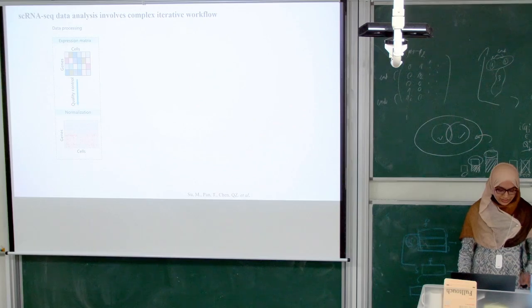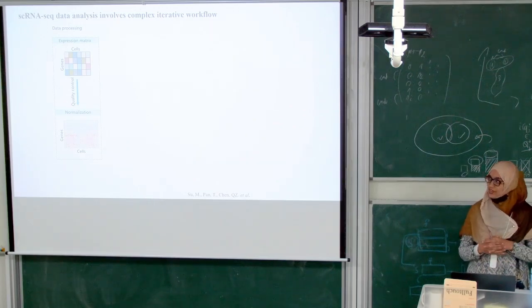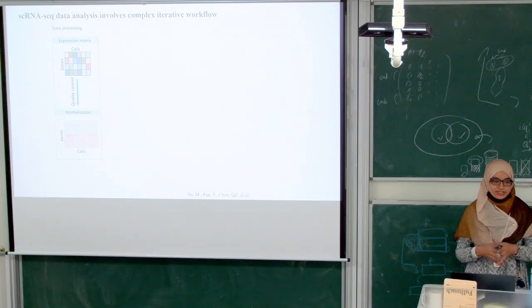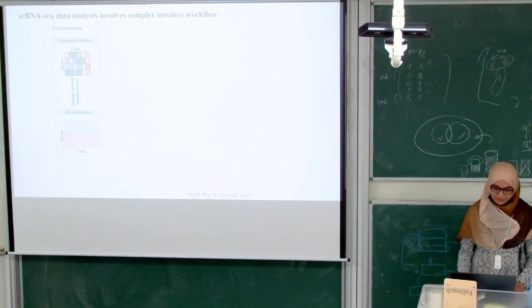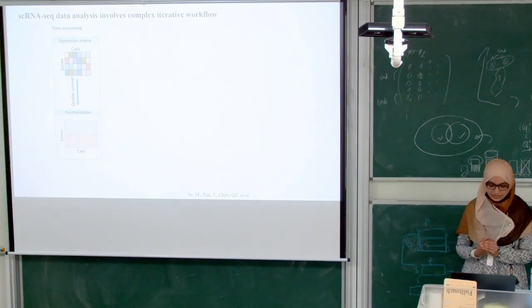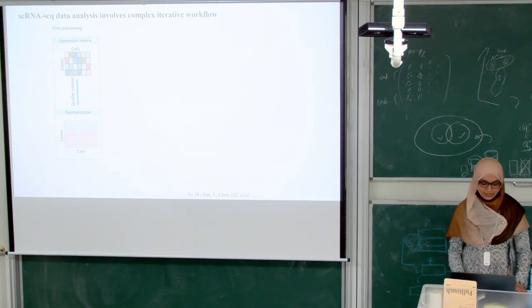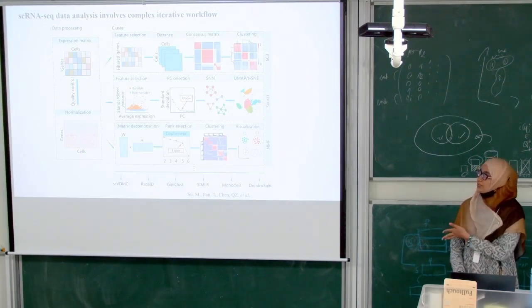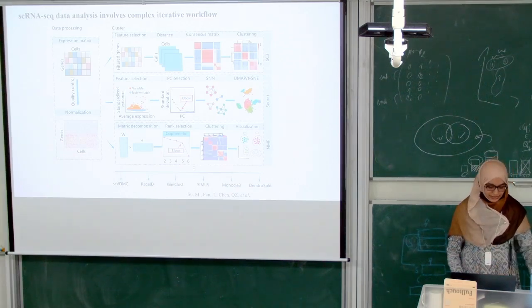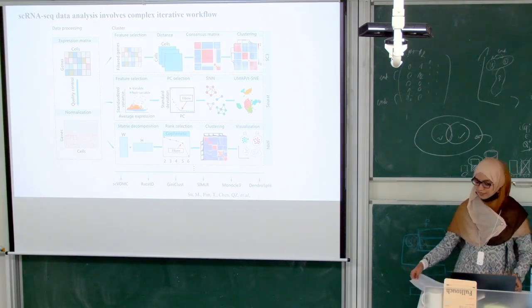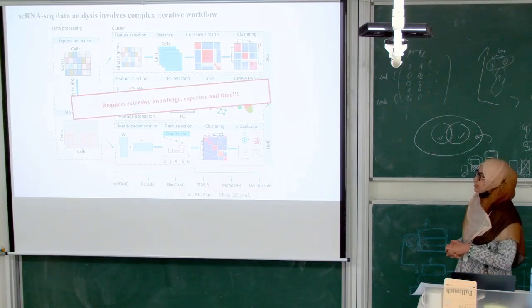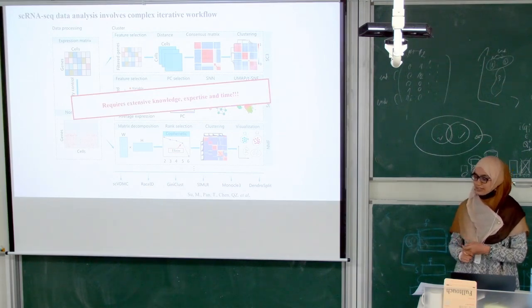So, as we know, single cell analysis involves a lot of steps, and the workflow is kind of complex and requires a lot of speciality and expertise. Some of these steps for single cell data analysis involve quality control analysis, normalization, dimension reduction and clustering. In order to perform this analysis, a person should have a lot of expertise to be able to select the appropriate parameters. So this standard workflow requires extensive knowledge, expertise, and time.